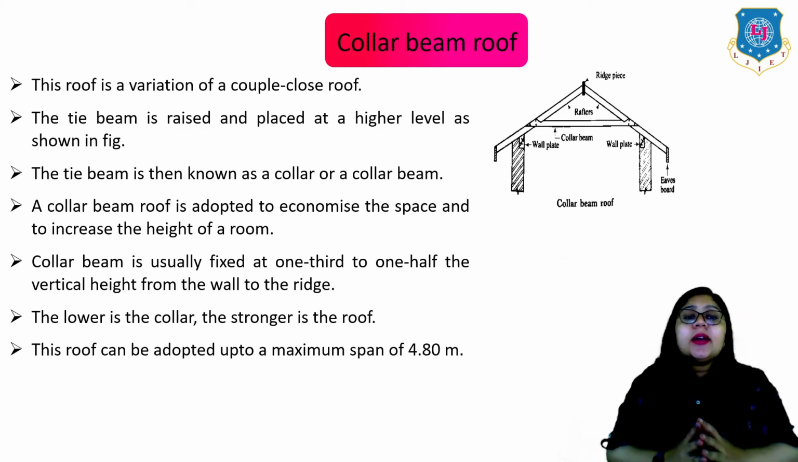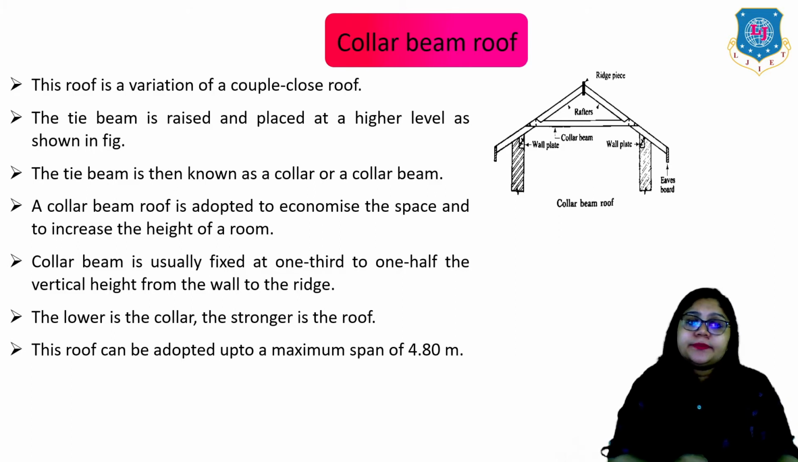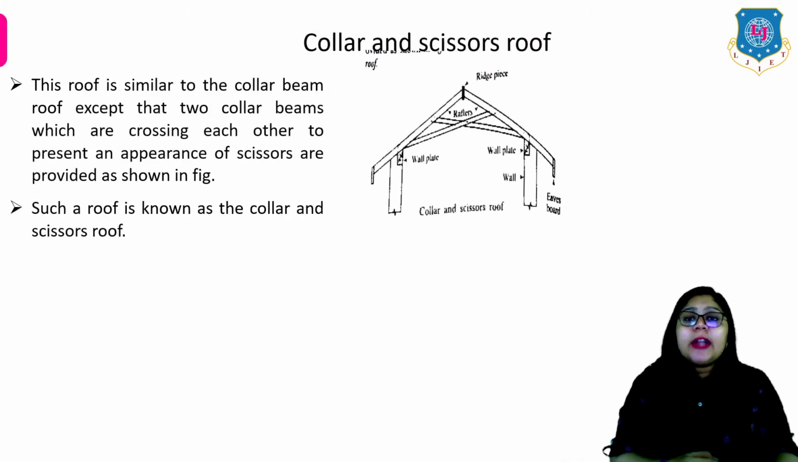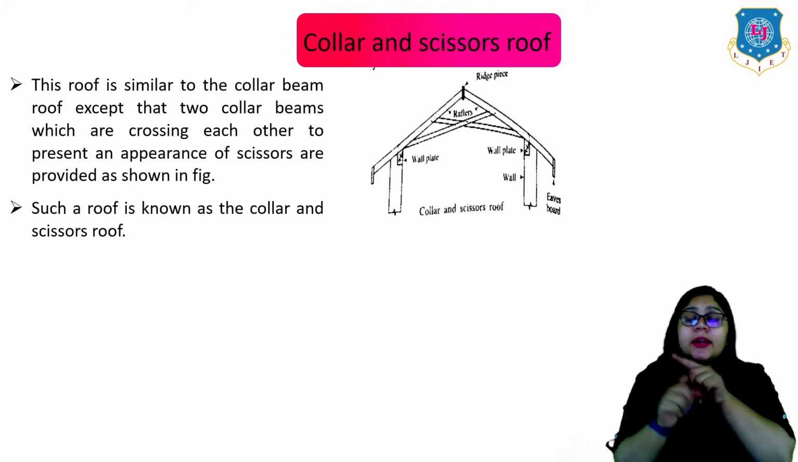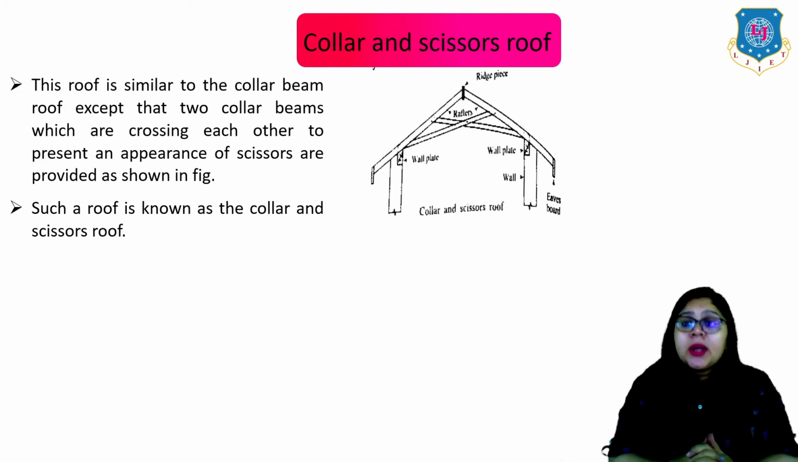Here you can see a clear image of a collar beam roof. Now let us move to the next, the collar and scissors roof. This roof is similar to the collar beam roof except that two collar beams, which cross each other to present an appearance of scissors, are provided as shown in the figure. It means an arrangement like a scissor is provided. Such a roof is known as the collar and scissor roof. A clear image shows the idea of how it is constructed.